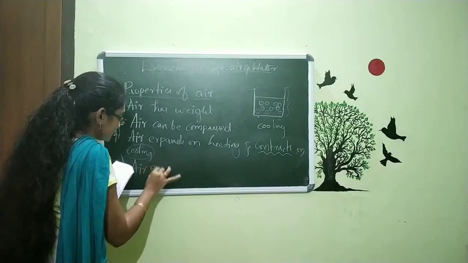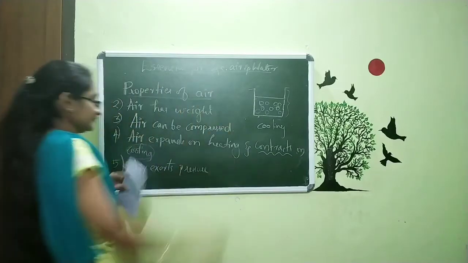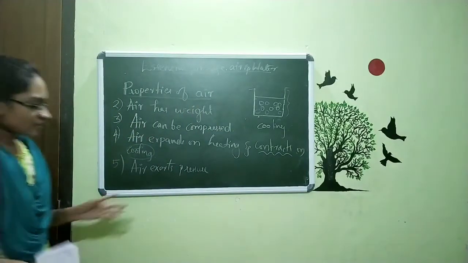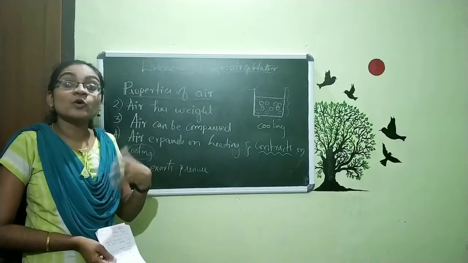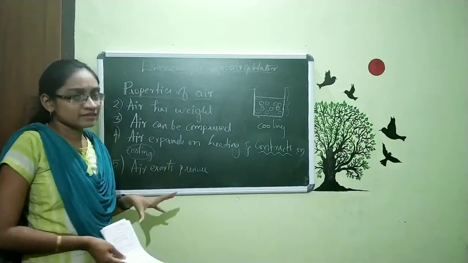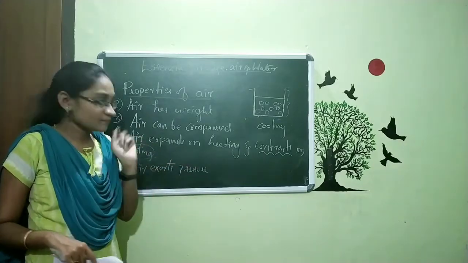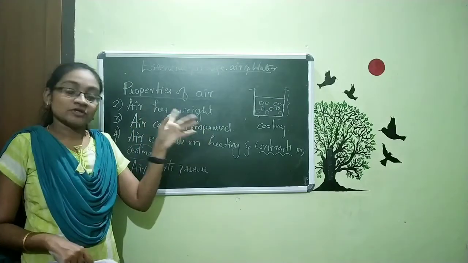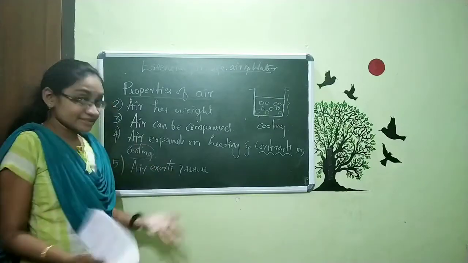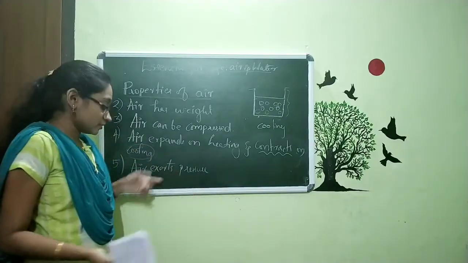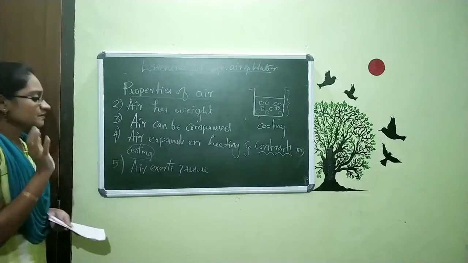Air exerts pressure. How does this air exert pressure? Generally, any substance which has weight exerts pressure. That is the basic thing. So you just understand like that. We said that air has weight. So we can say this air also exerts pressure. Very simple. Whatever has weight gives pressure, and because air has weight, air gives pressure. That is the fifth property.